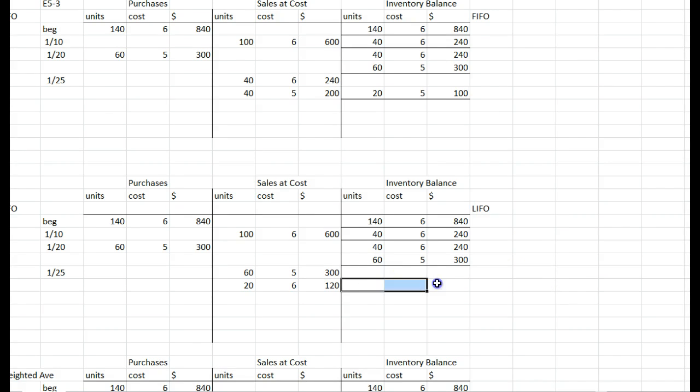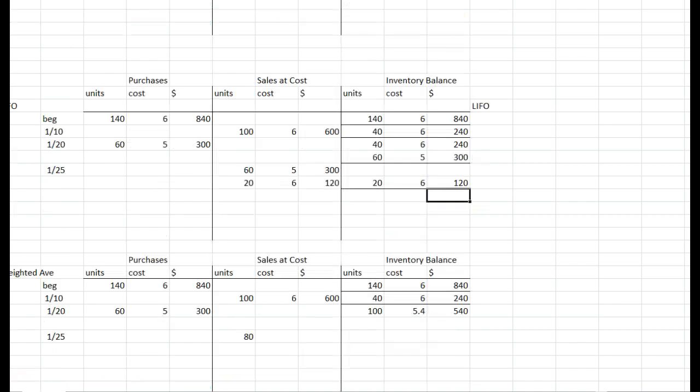So what do we have left? This whole thing here. We have 20 of this top group left. So we have 20 at $6, $120 left. So that's different from what we calculated when we did FIFO, right?